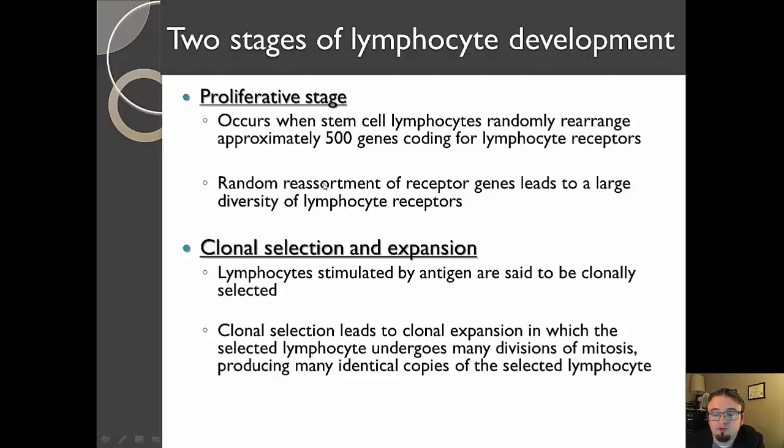And this is what we refer to as random reassortment. So you have 500 genes. Each gene contributes to part of that receptor specificity. And what it does is it takes the different components and simply rearranges them and reassorts them in new ways.